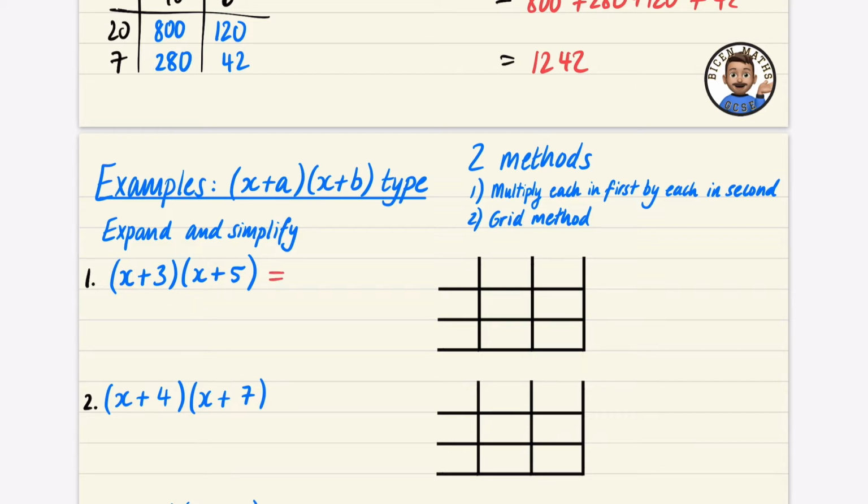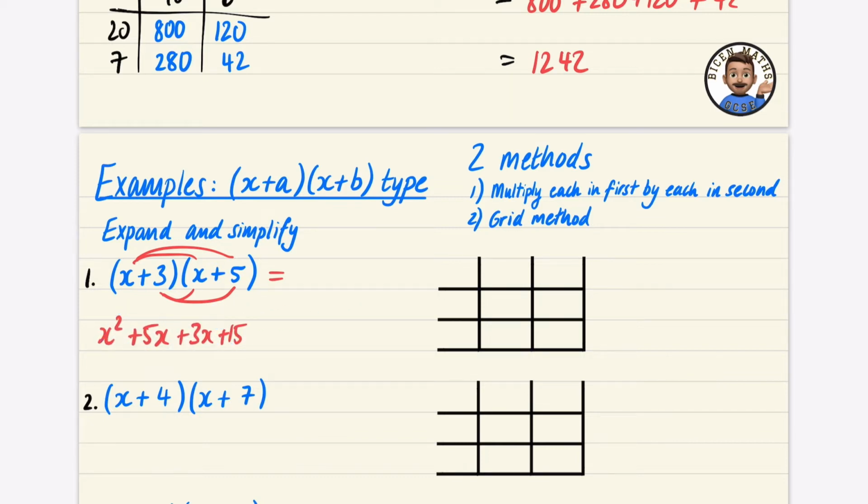So I'm going to start off by multiplying the x by the x to get an x squared, the x by a positive 5 to get a positive 5x, and then I'm going to do the 3 by the x to get a 3x, and then the 3 by the 5 to get a 15. I'm just going to quickly pull this and have it down here so that I've got enough space.